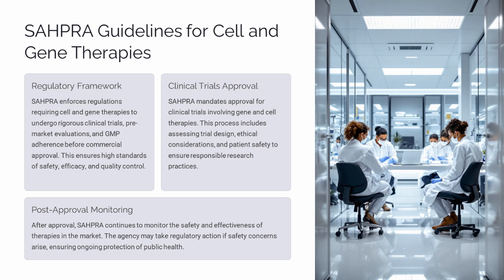SAHPRA mandates approval for clinical trials involving gene and cell therapies. This process includes assessing trial design, ethical considerations, and patient safety to ensure responsible research practices. After approval, SAHPRA continues to monitor the safety and effectiveness of therapies in the market. The agency may take regulatory action if safety concerns arise, ensuring ongoing protection of public health.